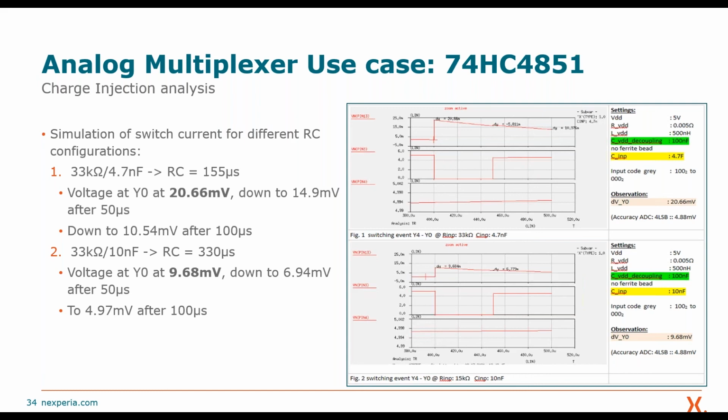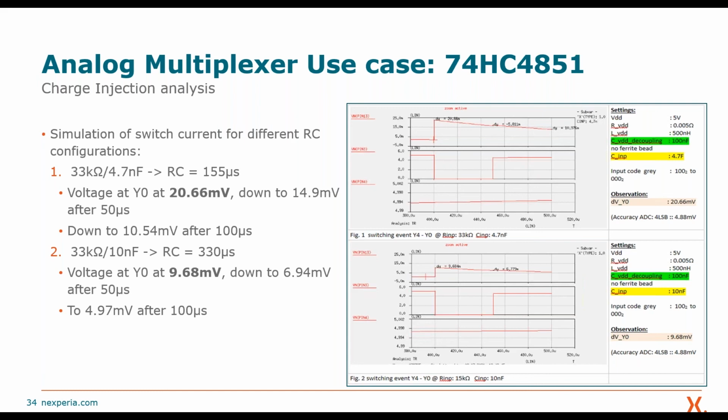Always the top curve is indicating in figure 1 and in figure 2 respectively how this injected voltage curve is behaving. Here on figure 1, we can see the original RC configuration with 33 kilo ohm and 4.7 nanofarad, coming to an RC constant of 155 microseconds. There the initial voltage jump is 20.66 millivolt, and that will relax to 14.5 after 50 microseconds, and further down to 10.54 millivolt after 100 microseconds.